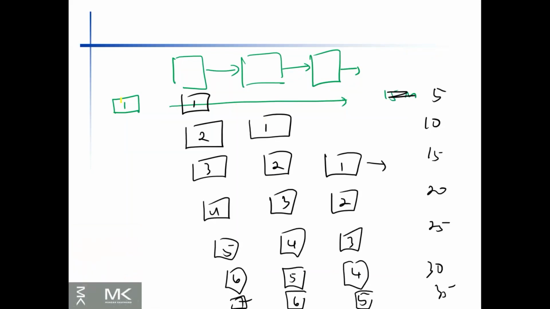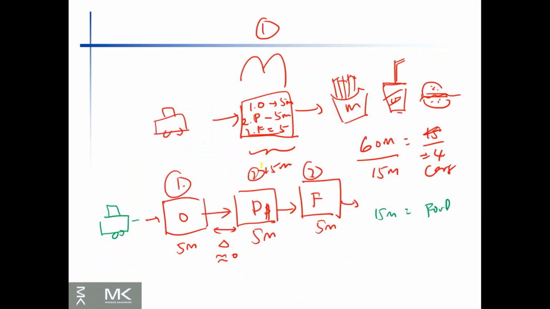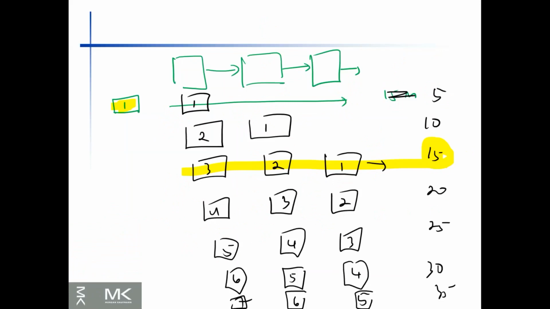This car number 1 took 15 minutes to buy. Same with this one. It took 15 minutes to buy. Same, no change. So this is the keyword: the latency is the same. In this case, the latency is the same, no change.